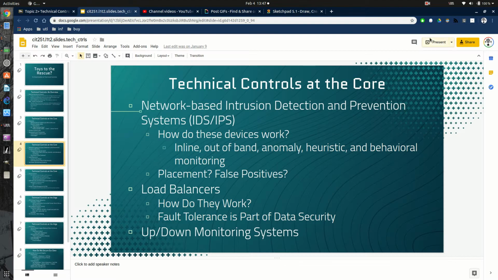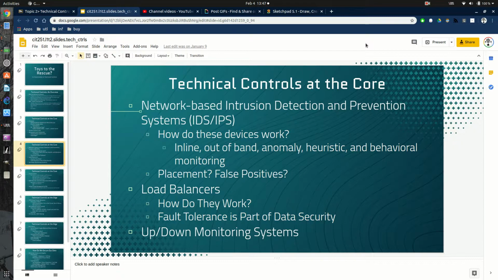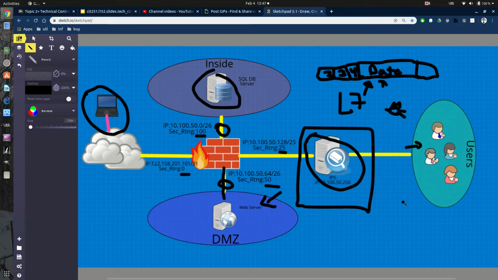But realistically speaking, we're trying to keep it simple. Keep it simple, stupid. All right. So we talked about IPS, IDS, load balancers. How do they work? Fault tolerance is a part of data security. So remember, with fault tolerance, let's pick on the web server. We decided it's mission critical that this web server stay up all the time.